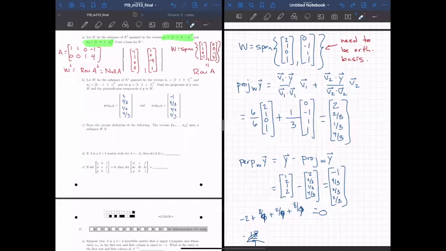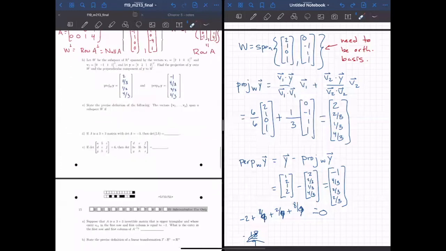So the next one is: state the precise definition of the following. The vectors v1 through vp span a subspace W if every vector x in W is a linear combination of v1 through vp.